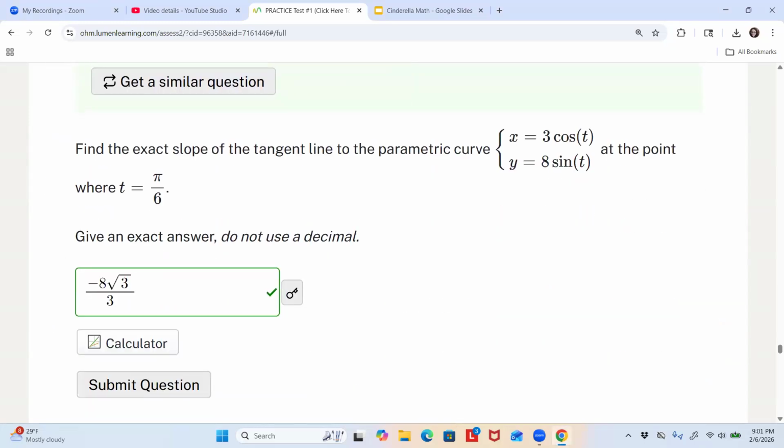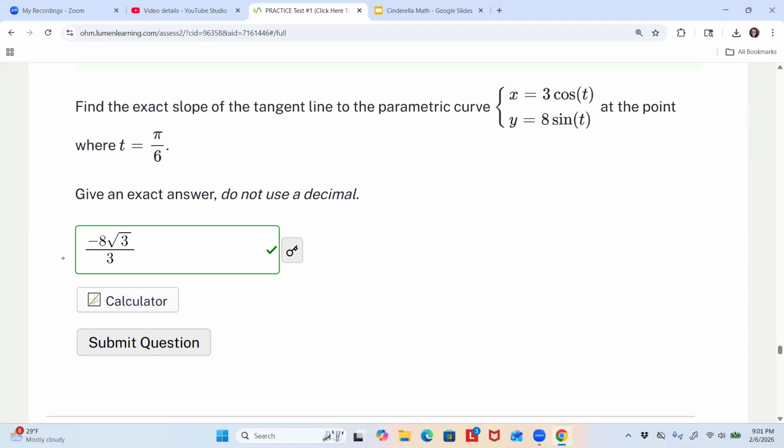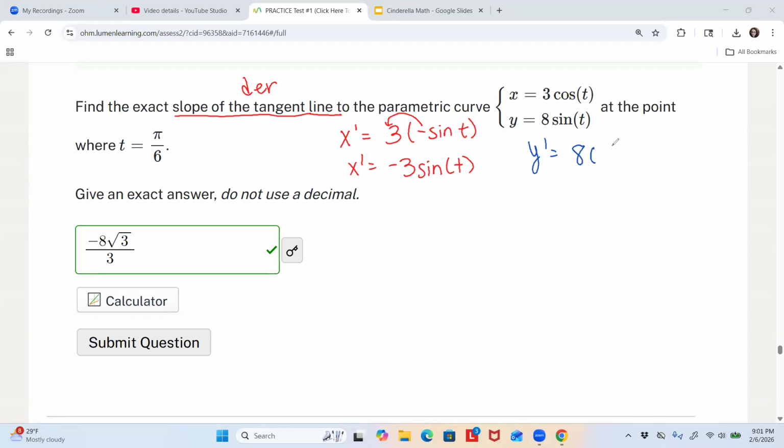25. Find the exact slope to the tangent line of that parametric curve at t equals pi over 6. Okay, we know slope of tangent line from Calc 1 is the derivative. So we're going to go ahead and take both those derivatives. So x prime would be 3 times negative sine. This would just look better in front. So x prime is negative 3 sine of t. And then let's do the same for y. Take y prime. So that would be 8 times the derivative of sine, which is cos.